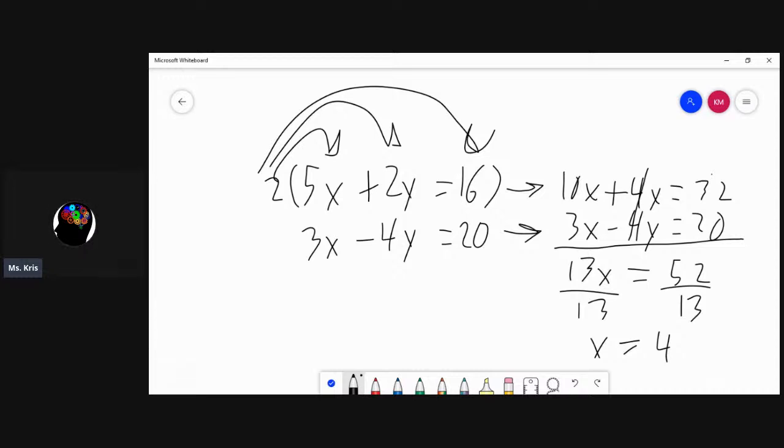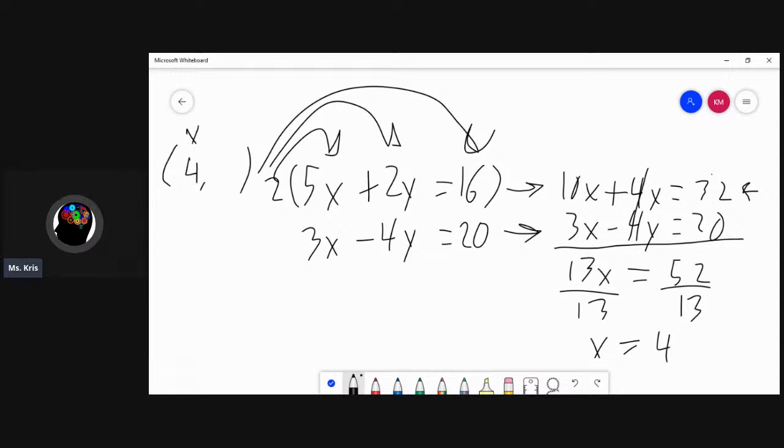So now I have found my x. My x is 4. Now you can do this 3 ways because you have 3 equations. I personally recommend you do the original equations, but you also can take the found equation and find your y.